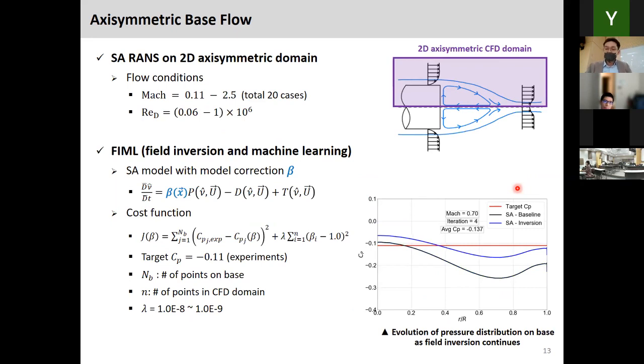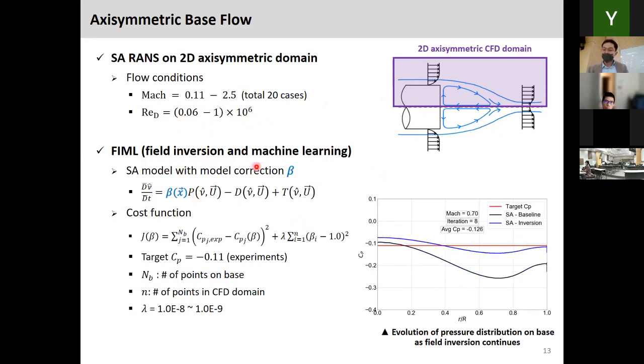So we pick this case, and we also pick the Spalart-Allmaras model because that's kind of the worst model compared to the SST. So we thought we might be able to improve this model more easily compared to SST. The flow condition is given here. Thanks to the zero angle, we can use an axisymmetric domain to simply run this case. We go through a wide range of Mach numbers, and the corresponding Reynolds number, based on the diameter of the base, is given here.